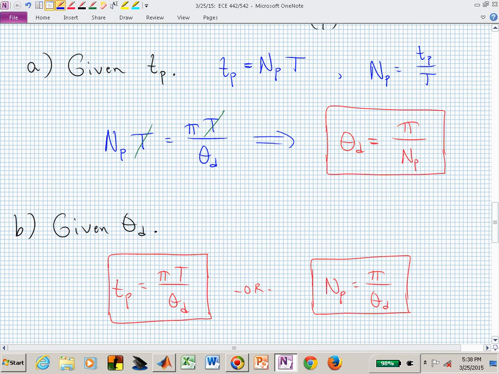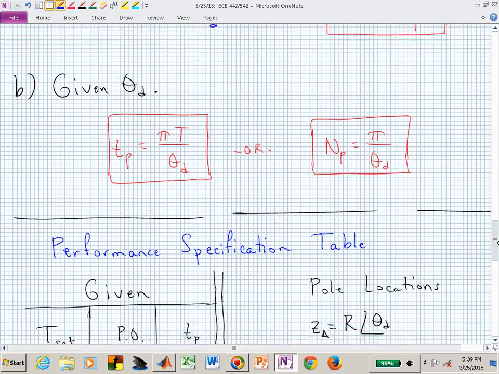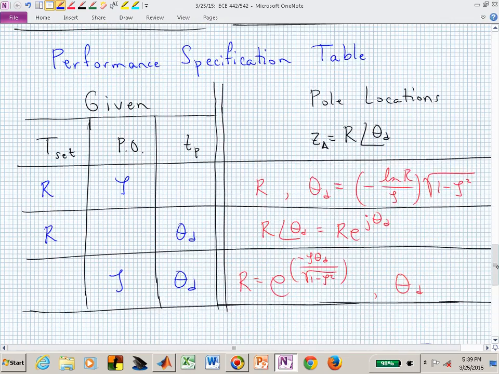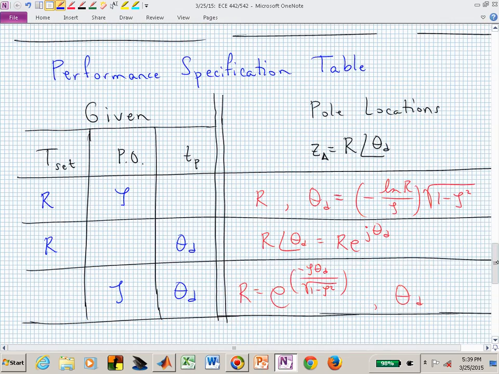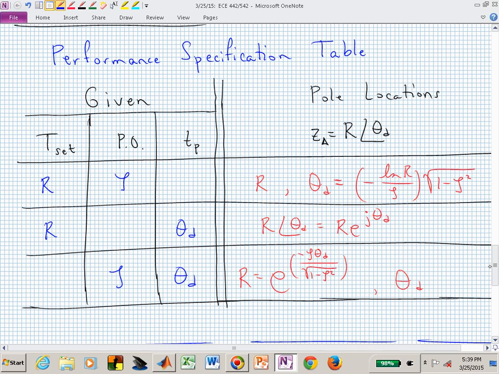Or if we want it in sample periods, and maybe the sample period is unspecified, we could calculate the time to peak as the number of samples by dividing theta sub d into pi. Those are our three different performance specifications that we've introduced.